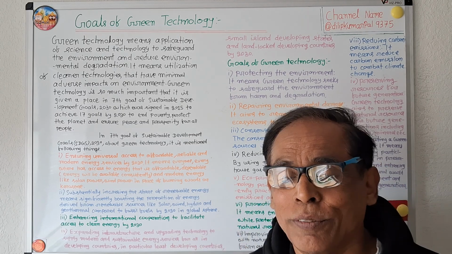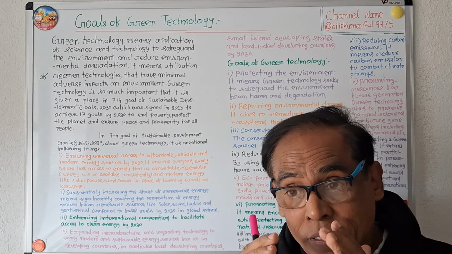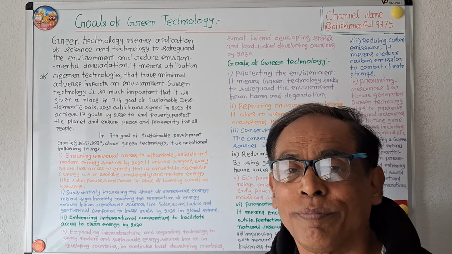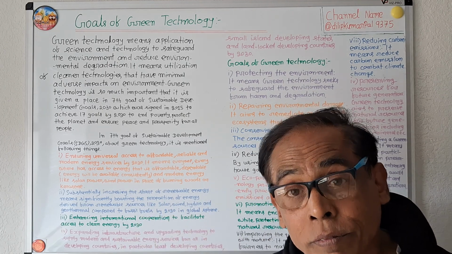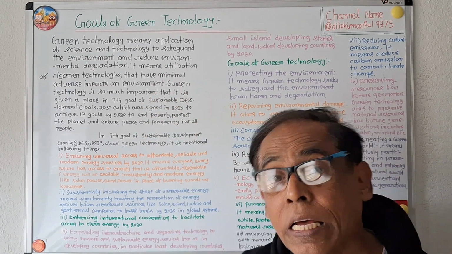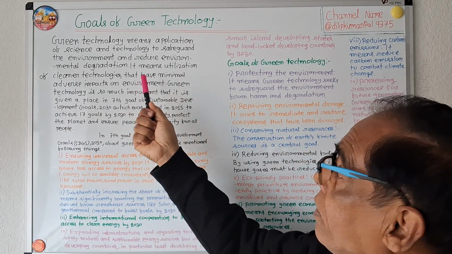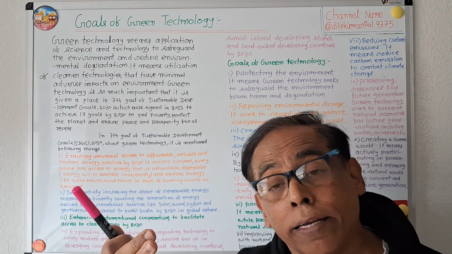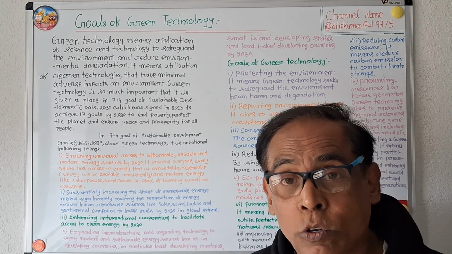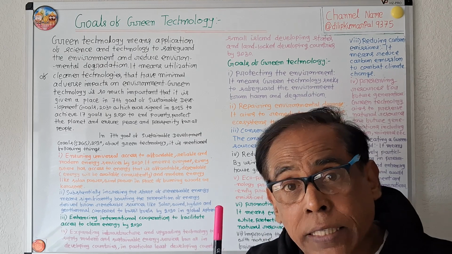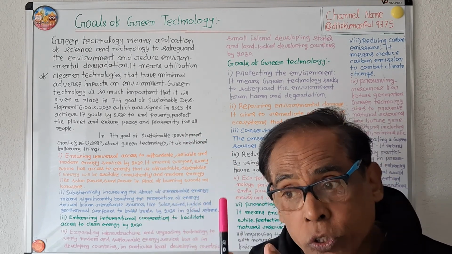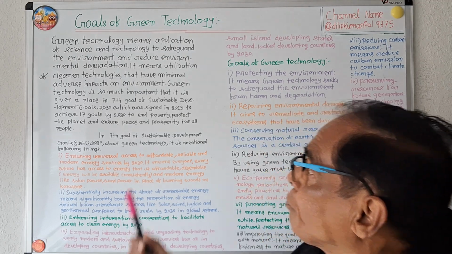Green technology means application of science and technology for the protection of environment, or to safeguard the environment and reduce environmental degradation. So green technology is a technology which believes in the application of science and technology to safeguard the environment and reduce degradation to the environment.